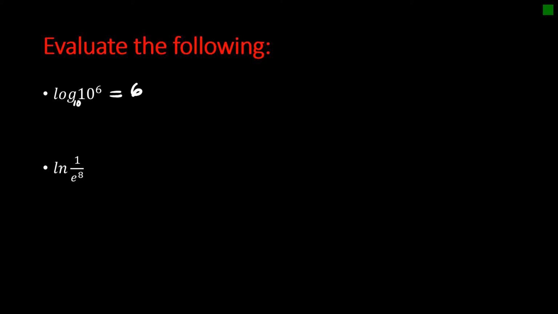Next, we have natural log of 1 over e to the 8th. Well, I can write 1 over e to the 8th as e to the -8th. And then the natural log and e will cancel, and we're left with -8. This next problem, we have e to the natural log 9x squared. Well, that e and that natural log, again, will cancel, and we have 9x squared.